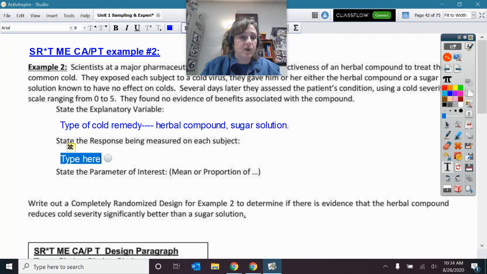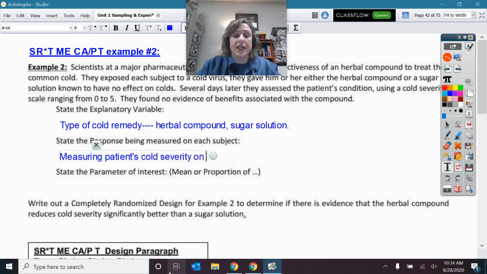Okay, so we would look up here and we would see several days later they assessed the patient's condition using a cold severity scale. So we were measuring the patient's cold severity on a scale of 0 to 5. Now, I guess five's the worst and zero is the best. I don't know. Okay. So state your parameter.